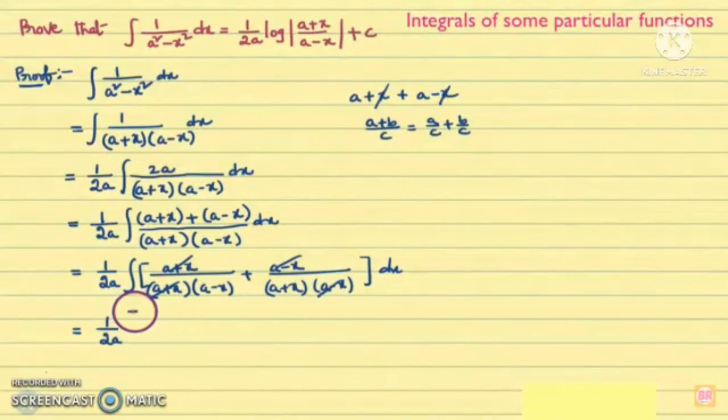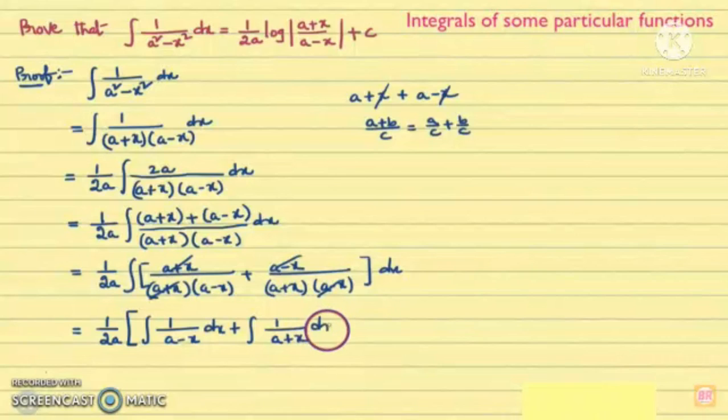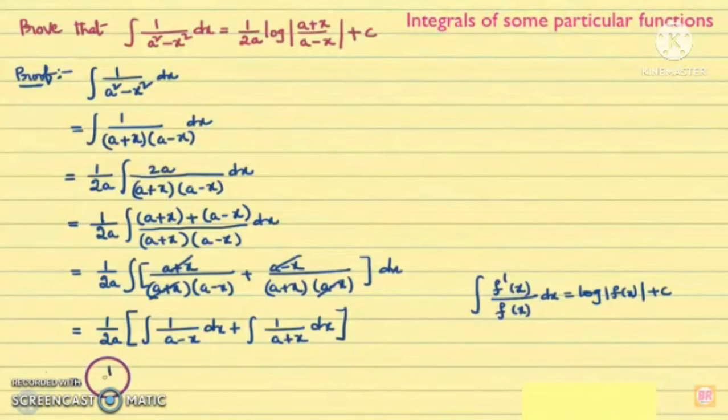What I'll do here, I'll integrate these two terms separately. Integral of 1 divided by a minus x dx plus integral of 1 divided by a plus x dx. I hope you understand. That equals 1 by 2a into, now we need to integrate this expression, integral of 1 divided by a minus x dx. We learned this formula in previous classes: integral of f dash of x by f of x dx is log mod f of x plus c. The numerator is the derivative of the denominator. If the numerator is the derivative of the denominator, then we write its answer as log mod f of x plus c.